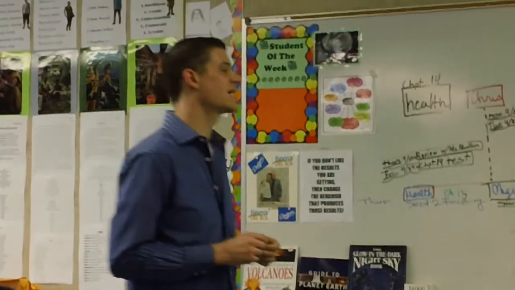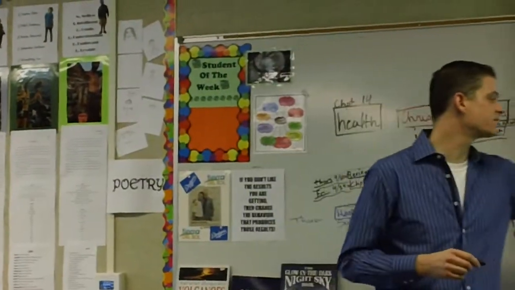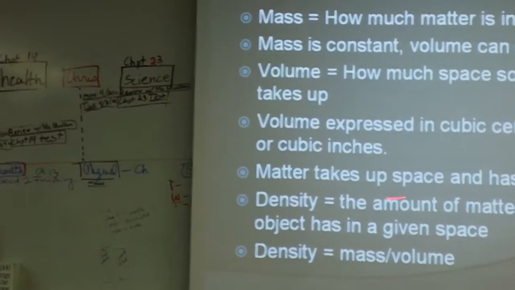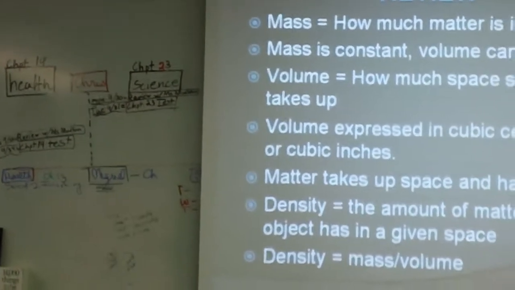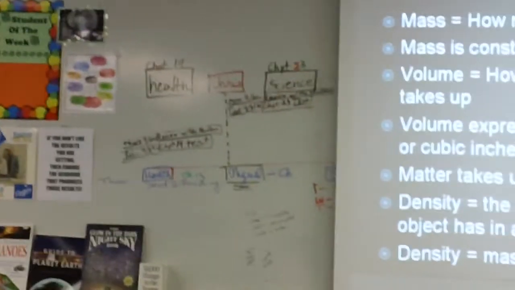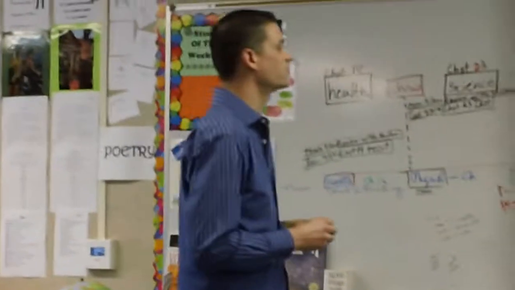Matter takes up space and has mass. So matter has volume and it has mass. Those 2 things. And density, remember, is the amount of matter that an object has in a given space. So density also has mass and has volume. Okay? All right, next one, please.